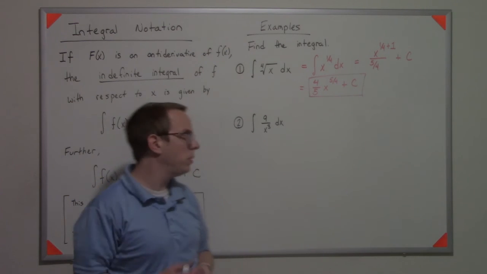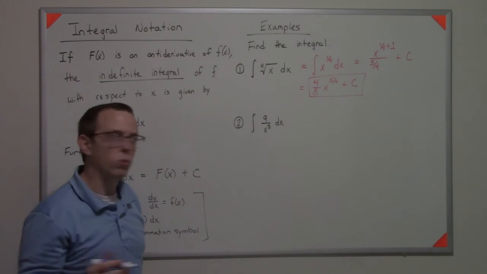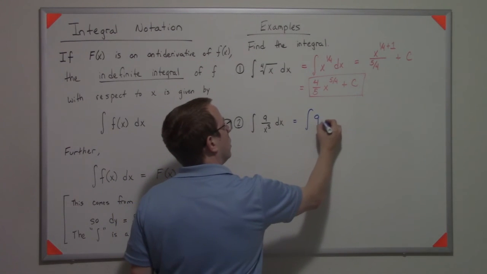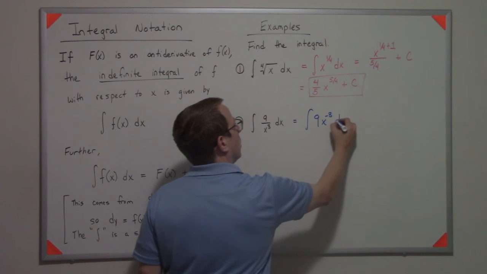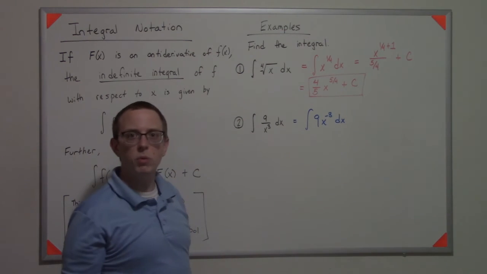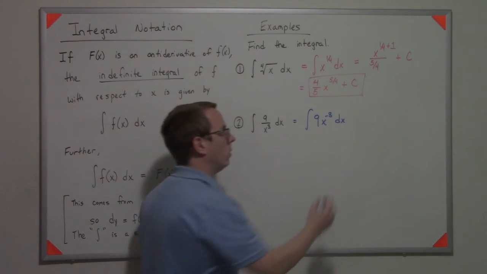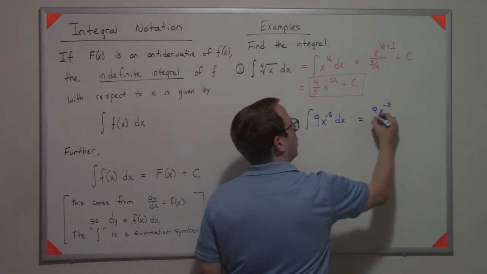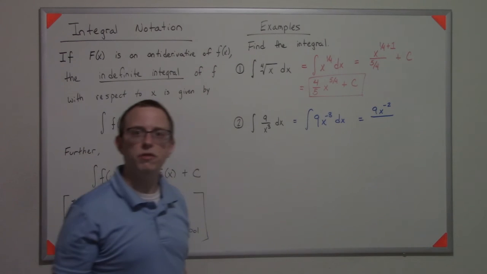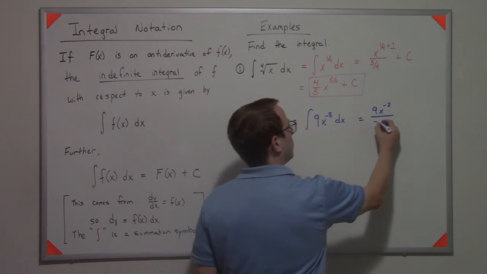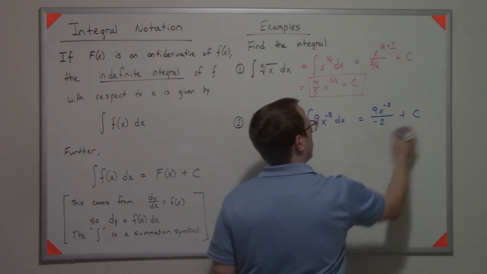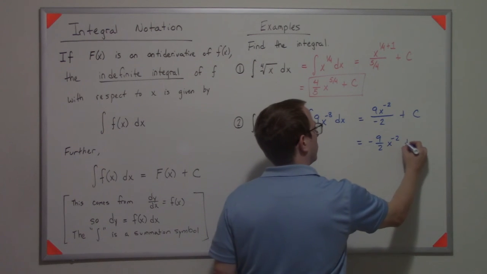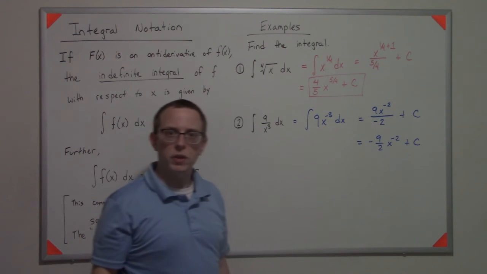Now, for the next one, it's going to be the same idea. We want to rewrite this. Now that it's been rewritten, we want to add 1 to the power. And we want to divide by the new power. That's a perfectly fine answer.